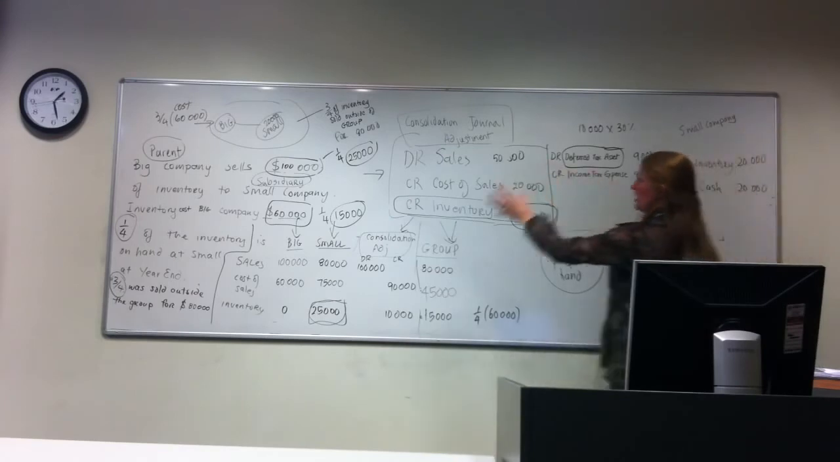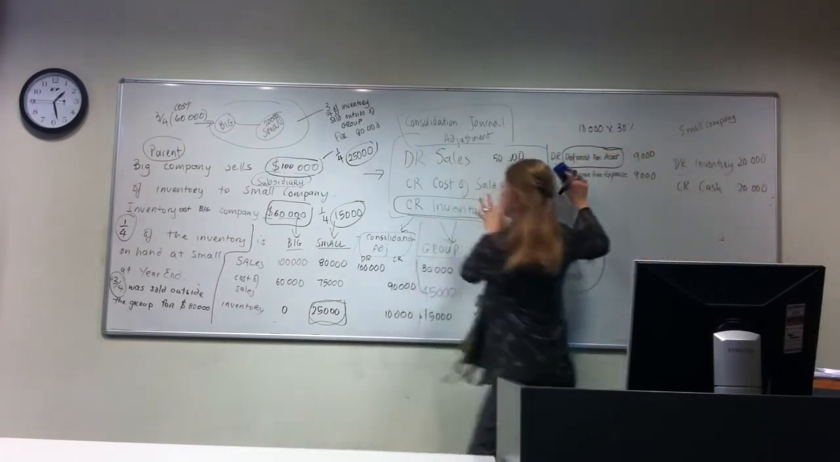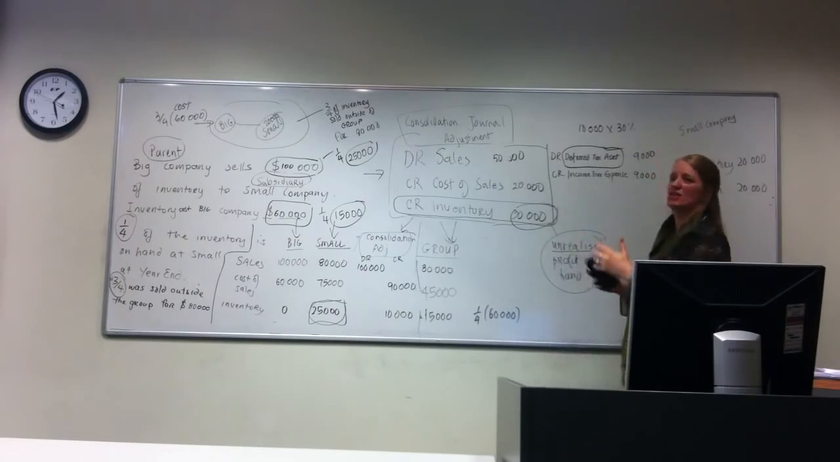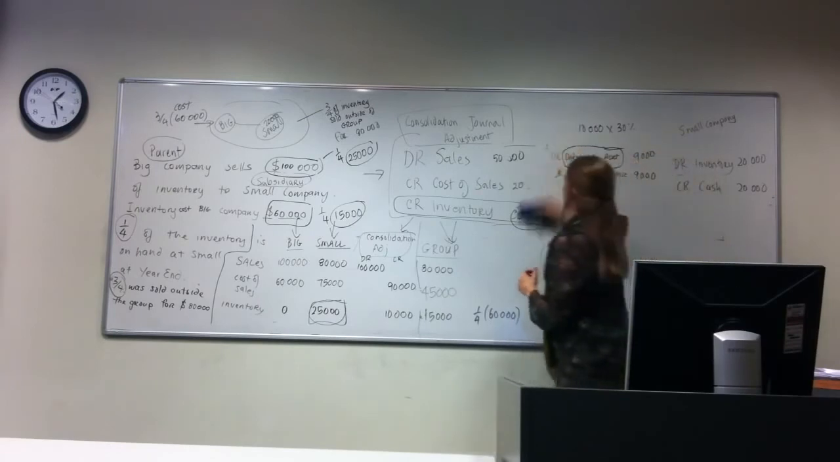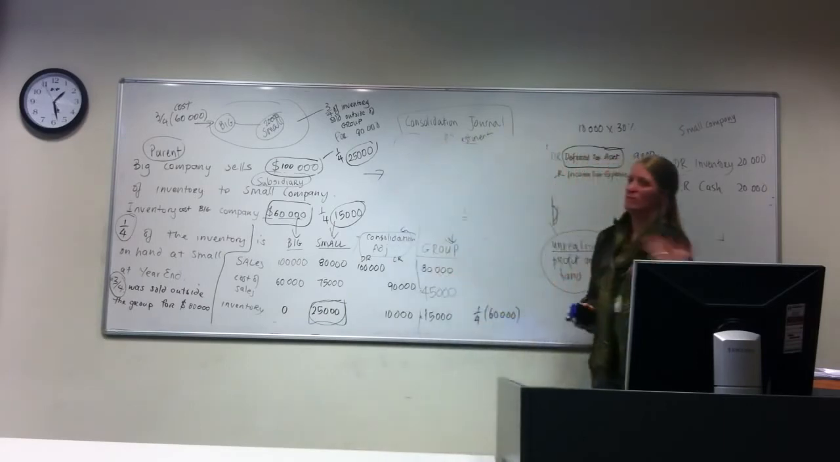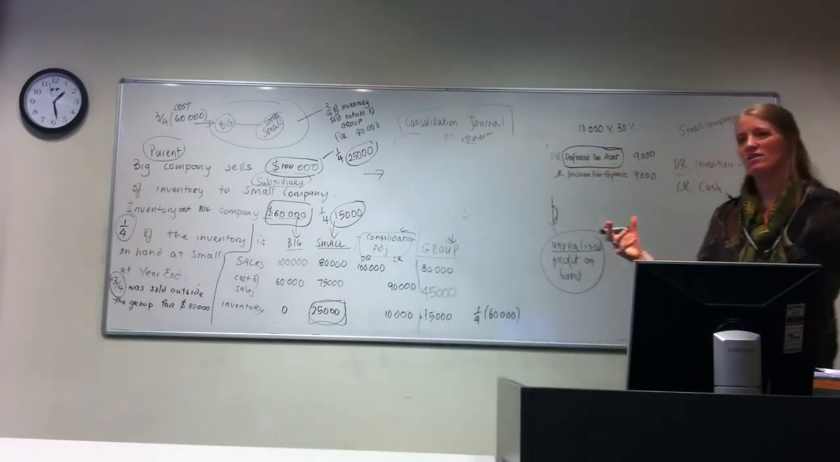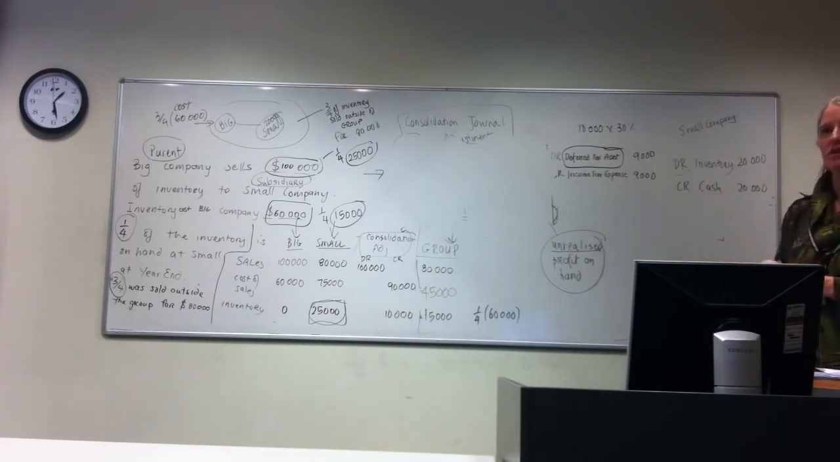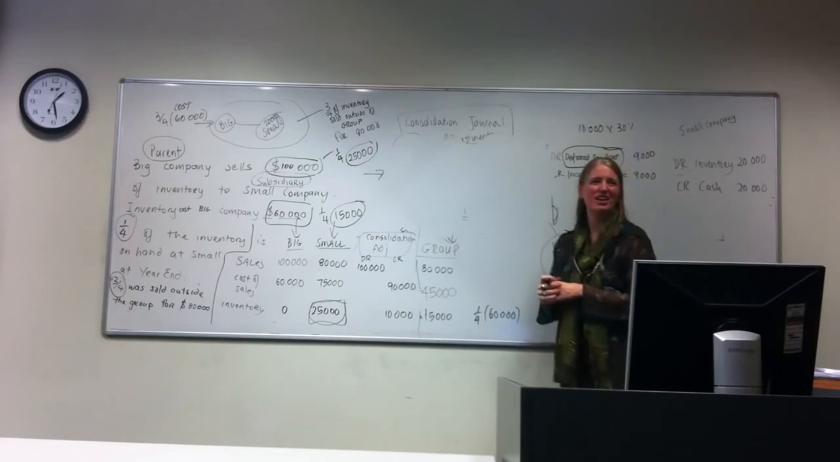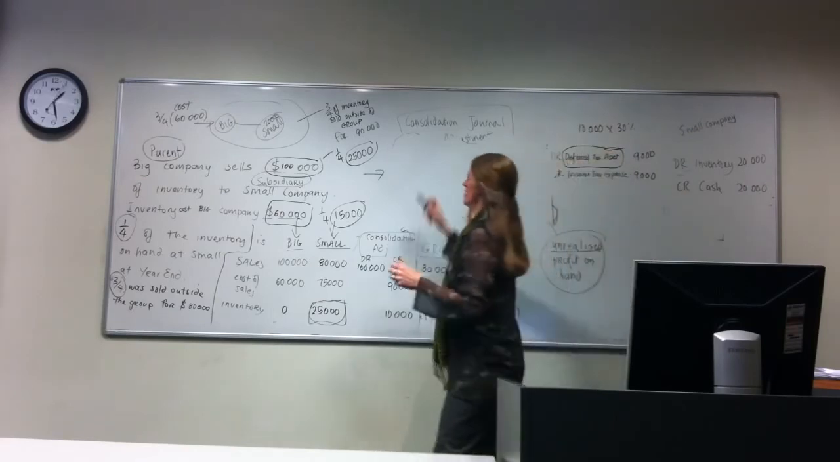What's your consolidation journal adjustment going to be? This one was obviously a lot more complex because we had cost of sales, inventory, sales, tax, etc. But if I just simply said to you, what if big company has received rent from small company of $30,000? Remember, you can't receive rent from yourself, okay? So what's the journal entry going to be?